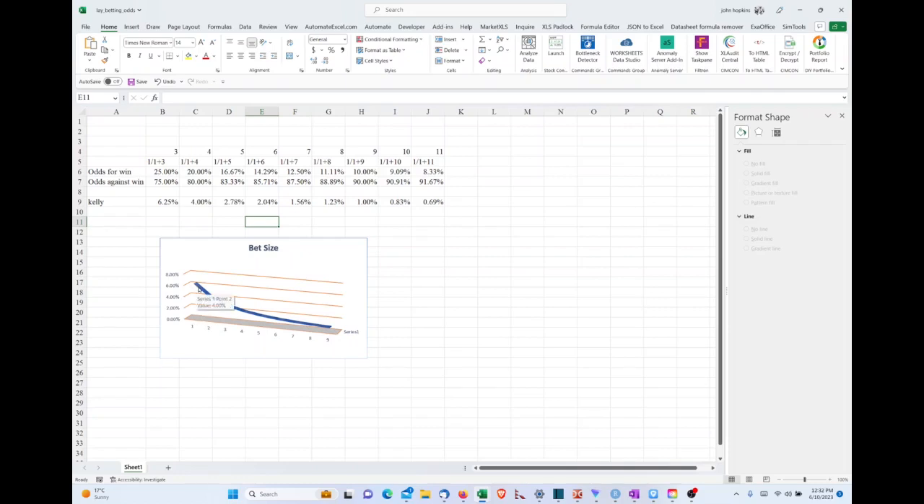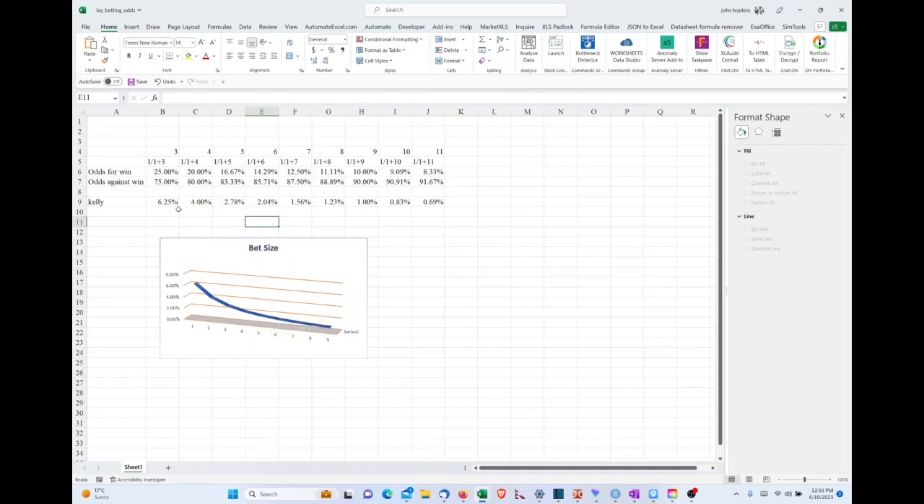Increasing value of the bets. Let's see. Oh, yeah. 4%. Where is it? Well, anyway, as it goes out, let's see, 2.4%, 1.56%. I think, here they are.